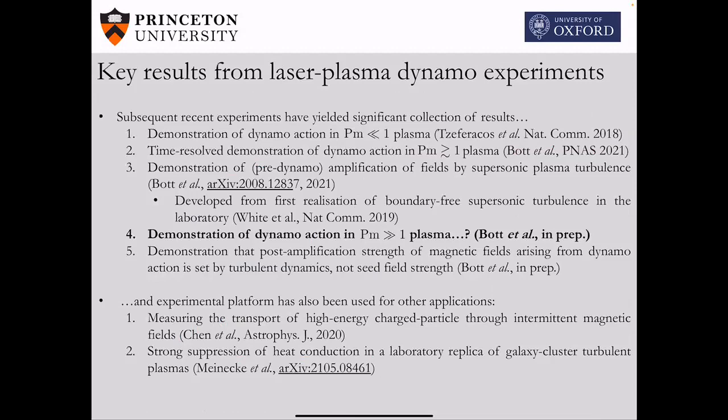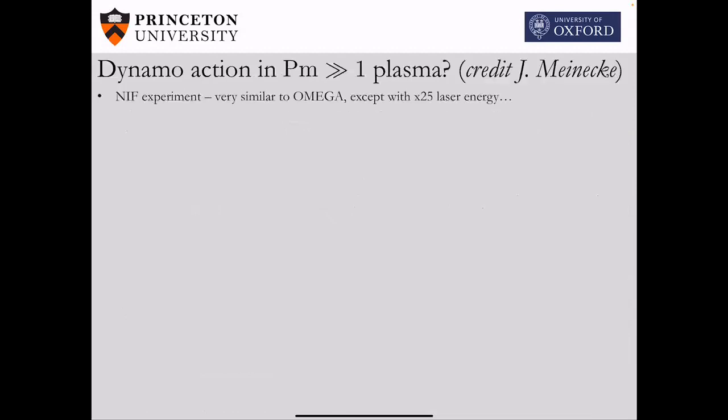Moving on to these more recent results, we think we have evidence of a demonstration of dynamo action in a plasma with a very large magnetic Prandtl number, although there's a question mark here, which is an important caveat. I should credit this, the experimental lead again was Regina Meinecker. This experiment was carried out at the largest laser in the world, the National Ignition Facility. This is very similar to the Omega laser.